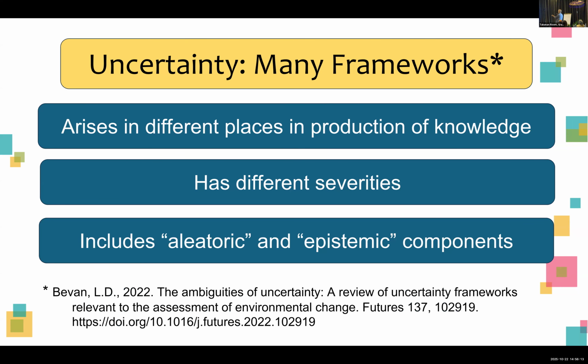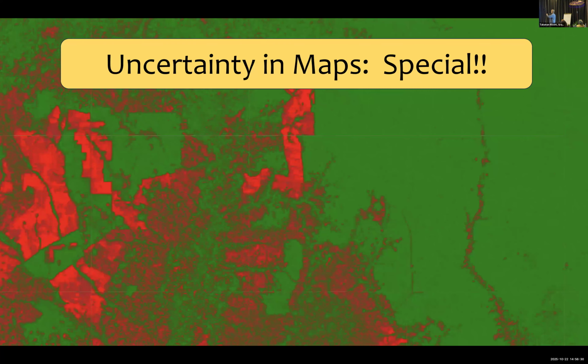So this is a backdrop, but the key thing is that it arises in different places when we're producing knowledge, right? In our case, maybe producing maps or producing estimates, like Javier was just saying. So it has these components, and there are different severities. Next. Okay, keep going until this one fills out.